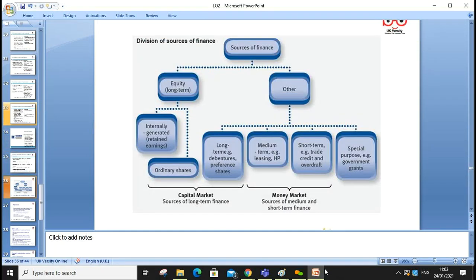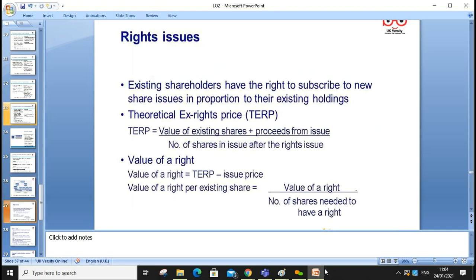Then, sources of finance, we can look around. We can divide into equity and debt financing. Equity means issuing shares, and debt means you borrow from different sources like overdraft, leasing, or a mortgage. Equity is long term normally, because internally generated retained earnings can be used. Ordinary shares, long term debentures, preference shares, and medium term leasing. The money market is as we mentioned earlier.